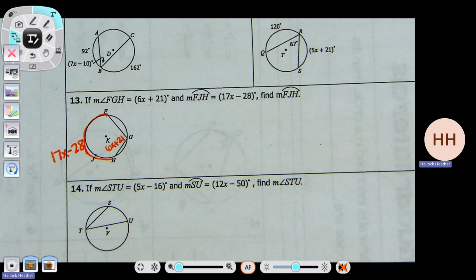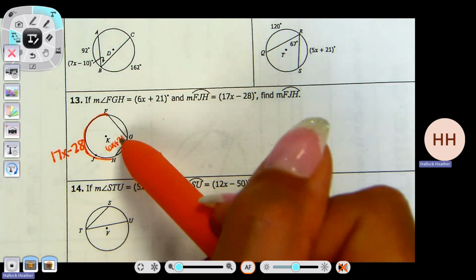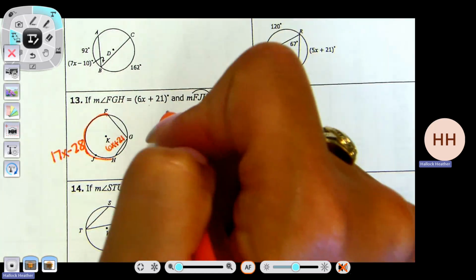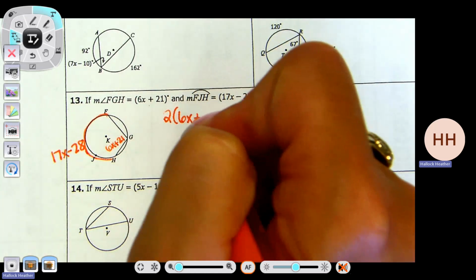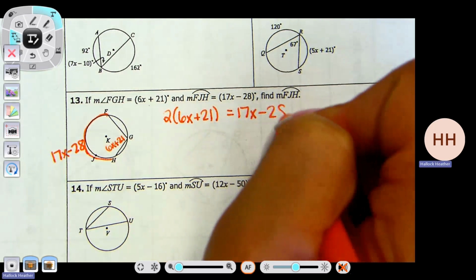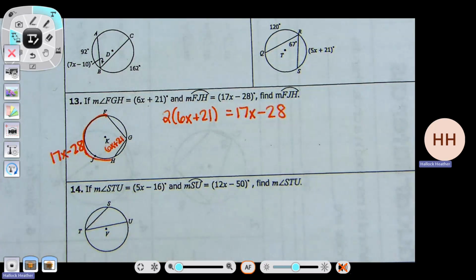They're not equal to each other. Okay, I'd make 360 because I don't know everything on the outside, times 2. Times what by 2? Or times 6. Yes. So I'm going to take the inside angle, multiply it by 2, and make the outside. So 2 times 6x plus 21 equals 17x minus 28. So distribute.